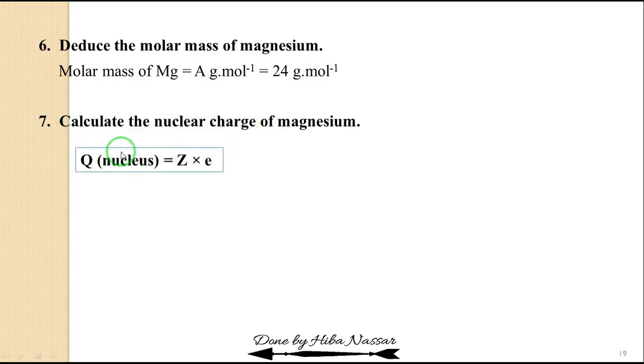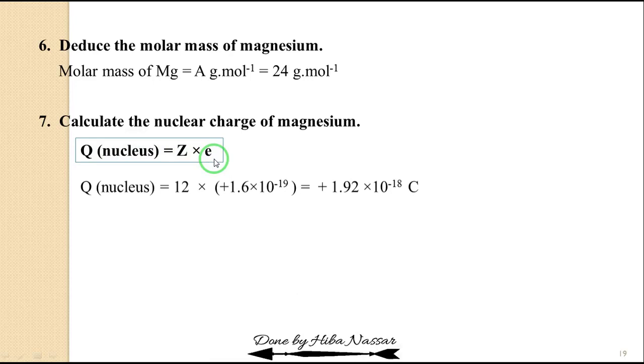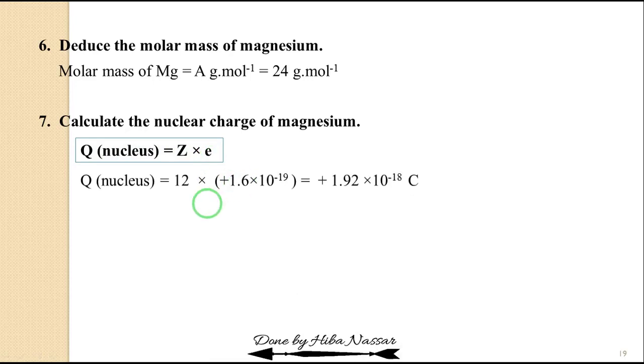The nuclear charge for magnesium is equal to the atomic number times the elementary charge of each proton. So it's equal to 12 times the elementary charge, which is given for you, equal to plus 1.6 times 10 to the power minus 19 coulomb. So we can deduce here that the nuclear charge of magnesium is equal to plus 1.92 times 10 to the power minus 19 coulomb.